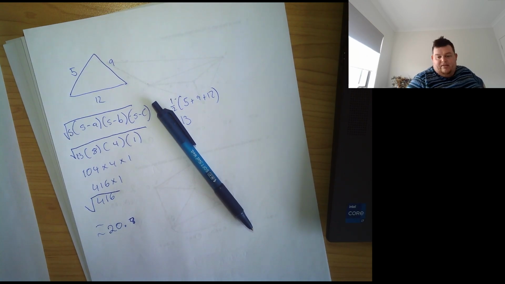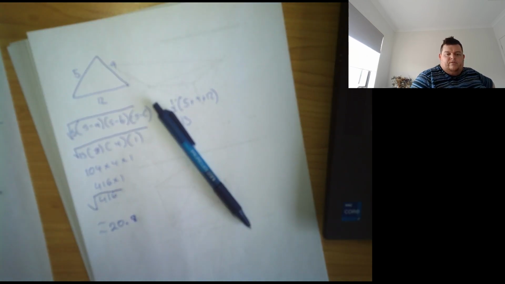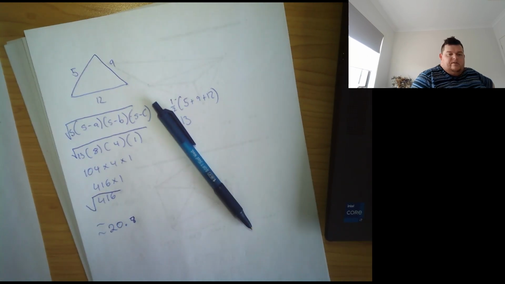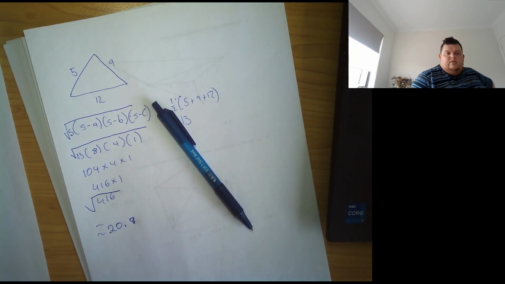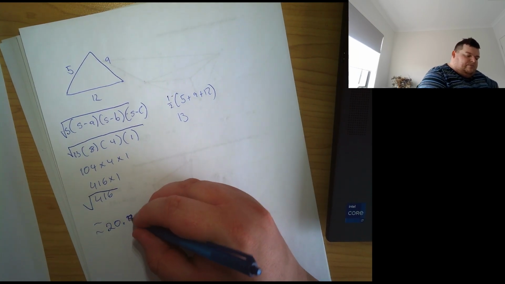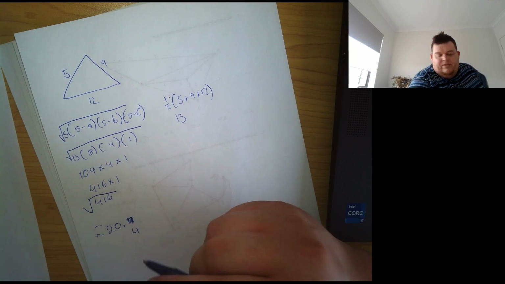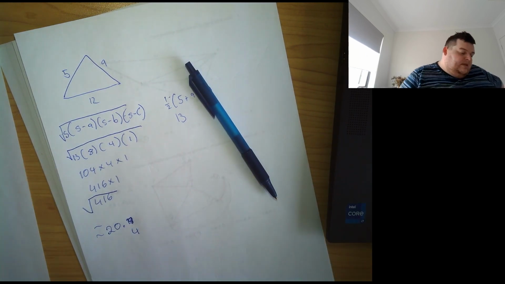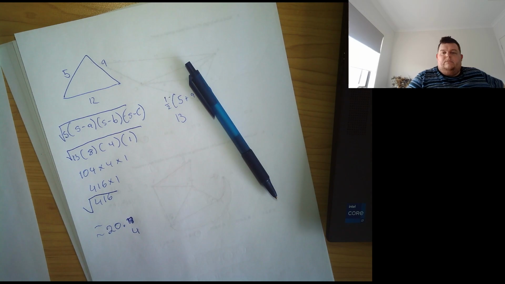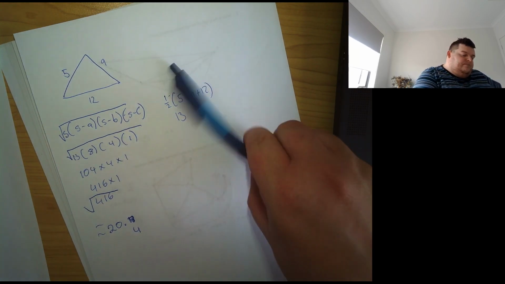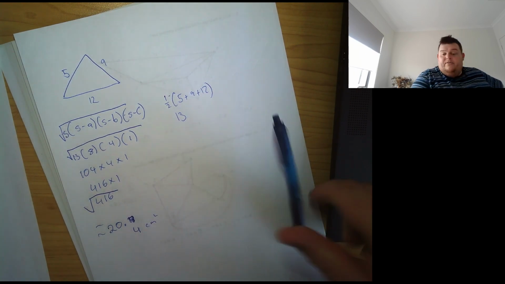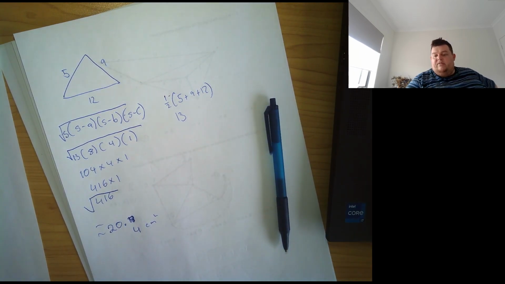I'll check what it actually is. 416 square rooted. Oh, I was off. It was 20.4. That was close. Not close enough though. Alright, 20.4. So it's that. That's the area of that. Sorry for stuffing you around with that mistake.